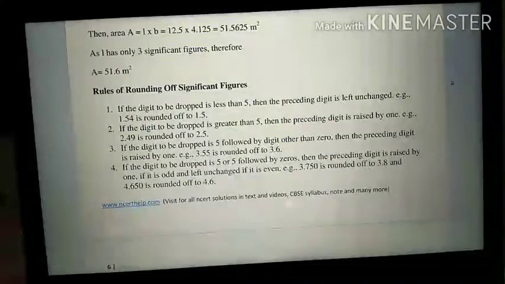Okay, now students, our next topic is the rules of rounding of significant figures.